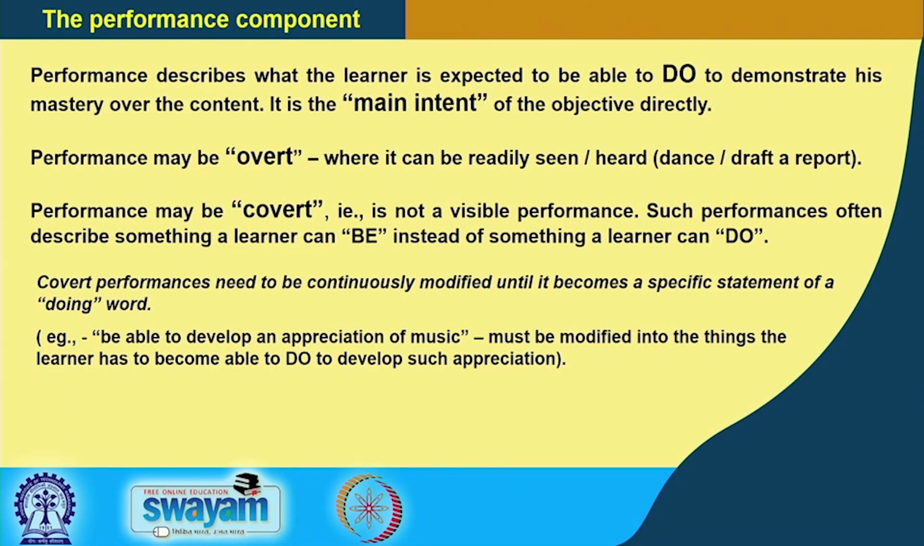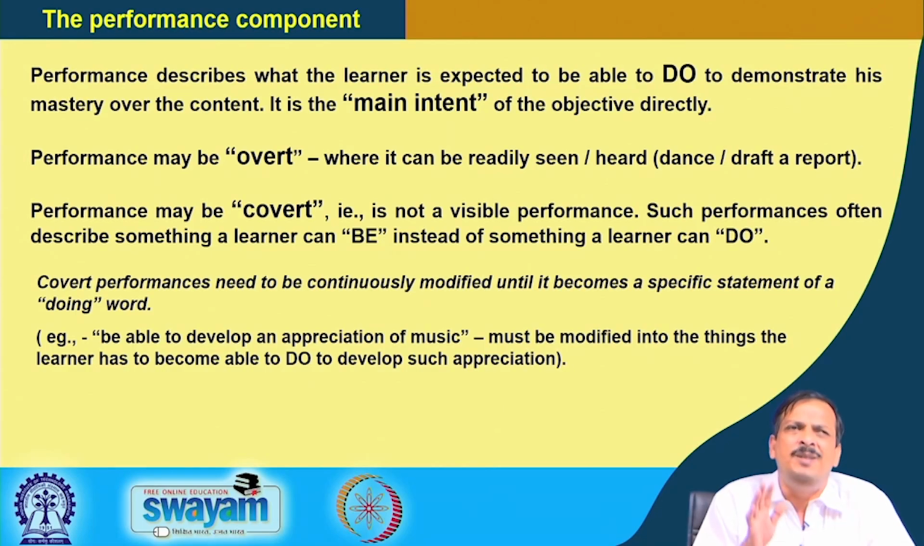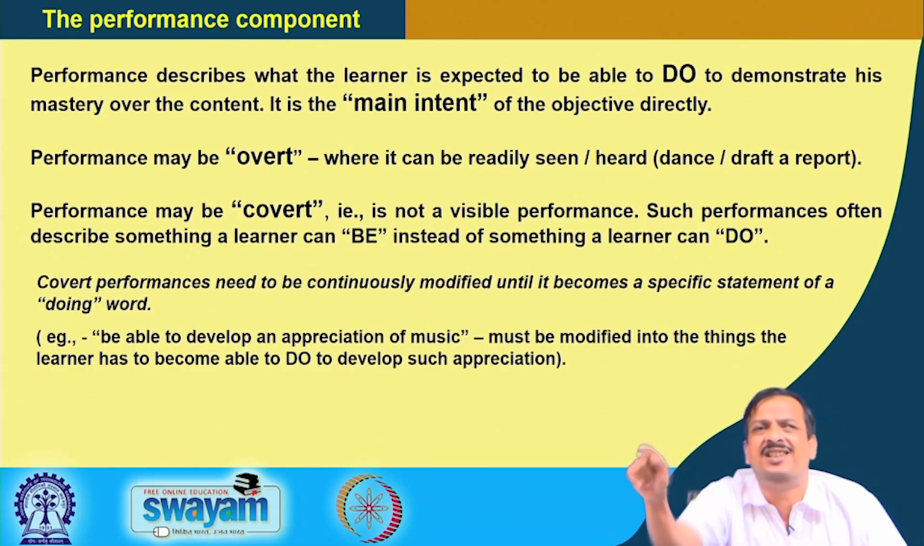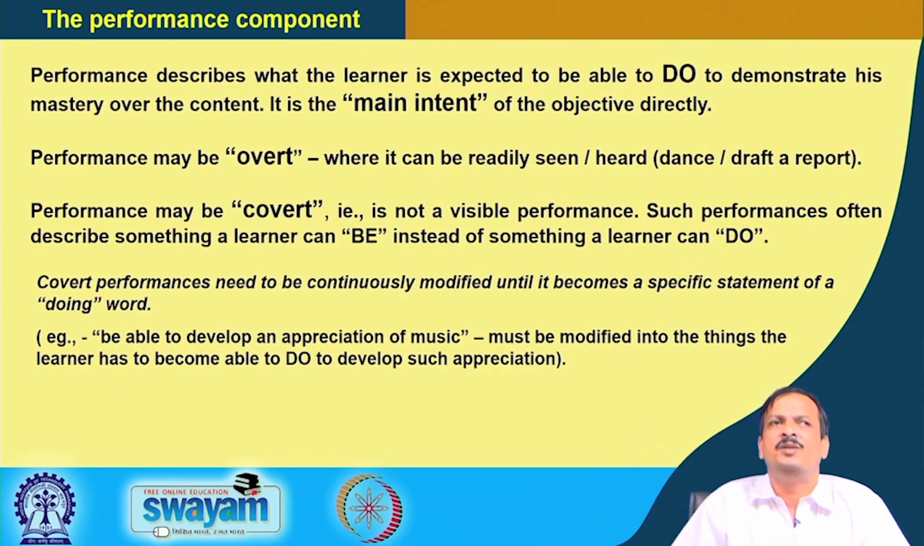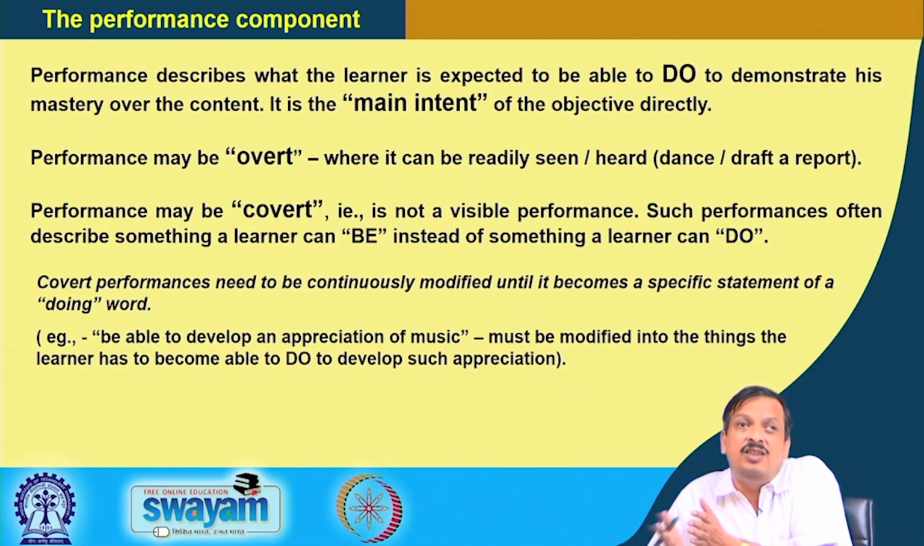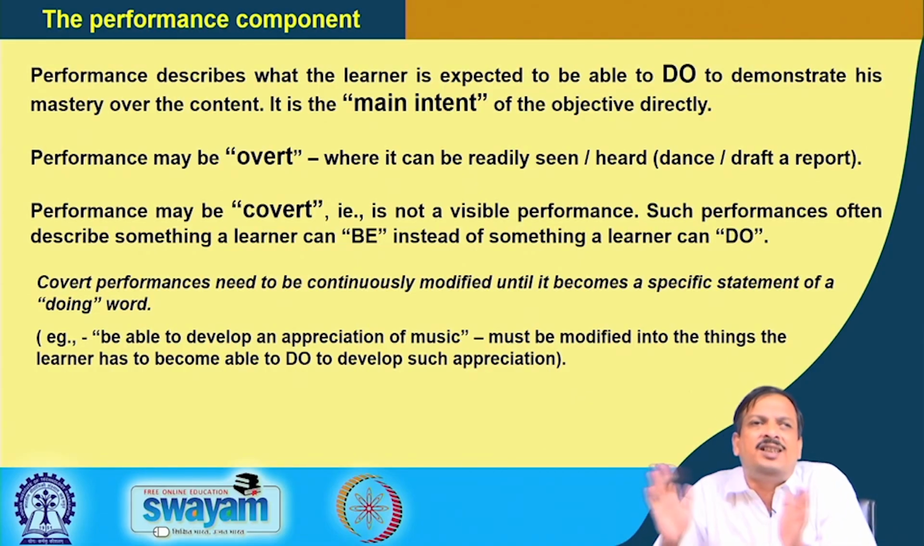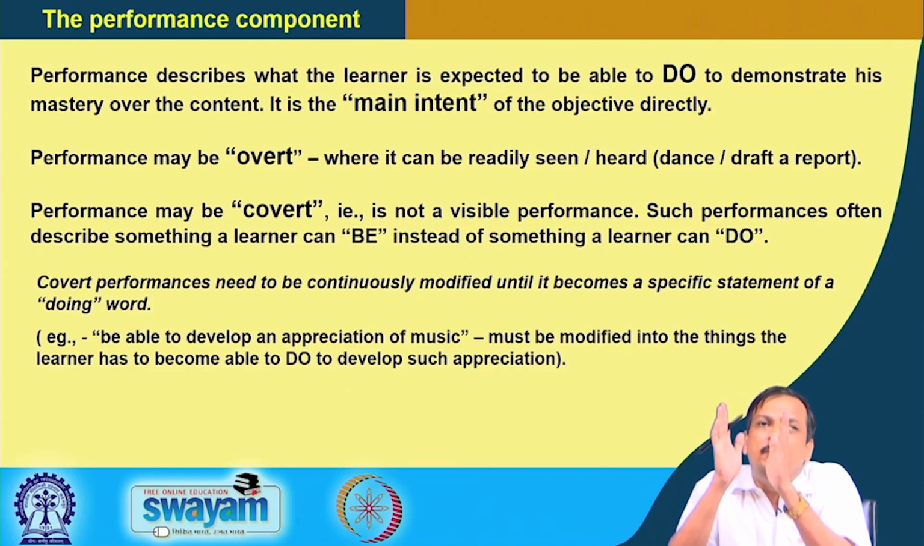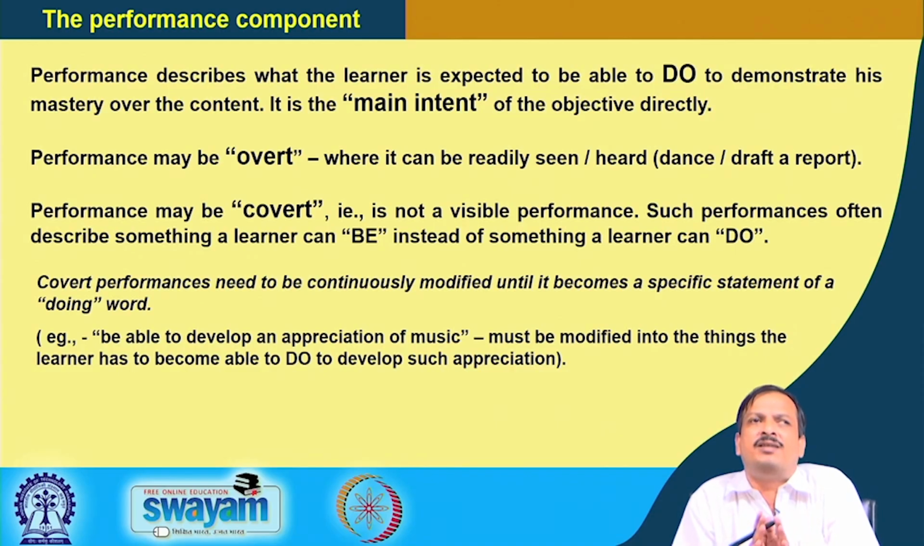Performance can be covert and overt. Overt means which is directly visible, like you have to design this machine, visible. Covert performance is like, okay, after observing a dance performance, then you should be able to appreciate that. Once I say appreciate that dance, that is covert, but covert performance cannot be an instructional objective. If you want to make it an instructional objective, break down the covert performance into an overt performance.